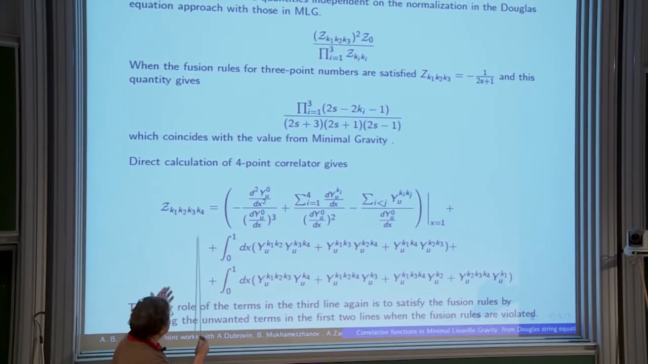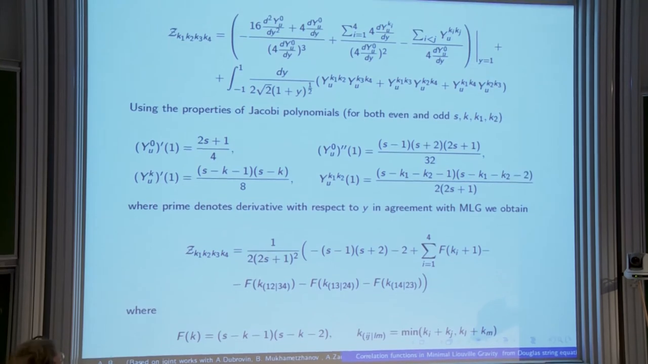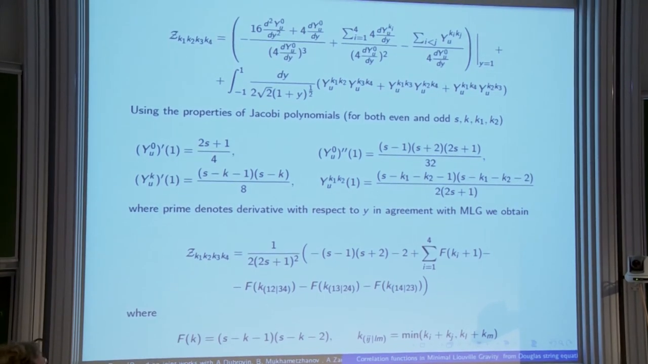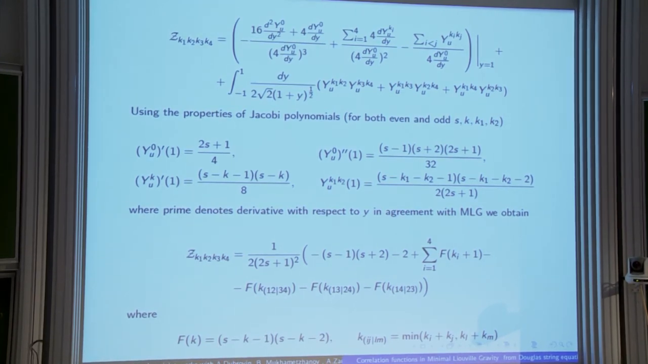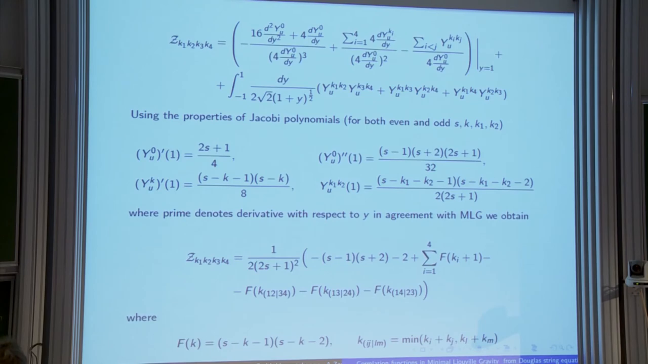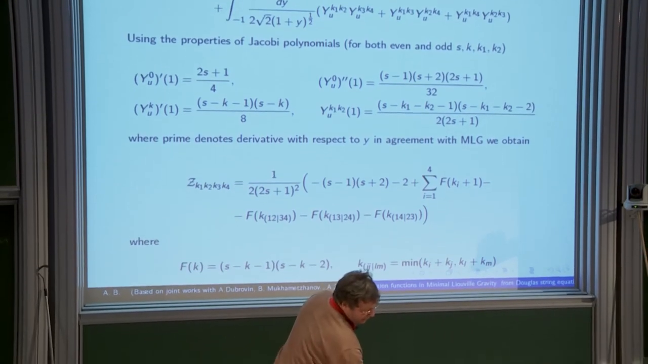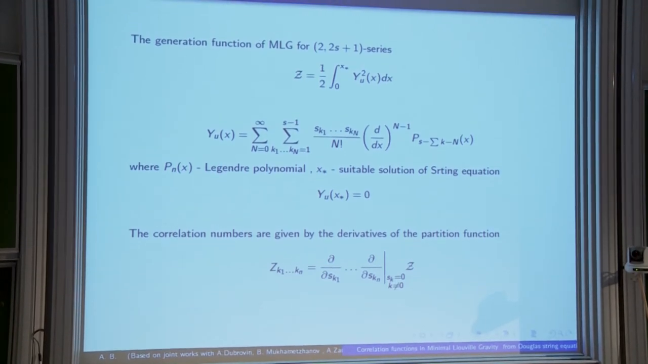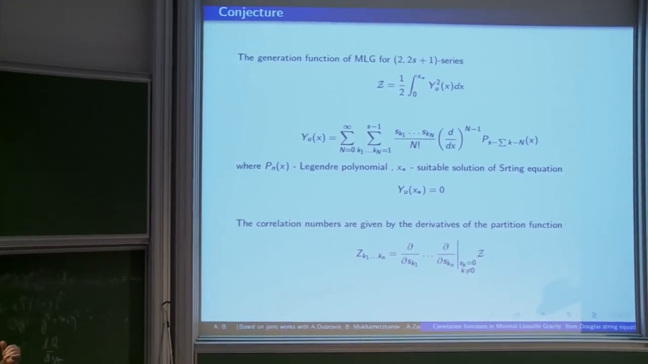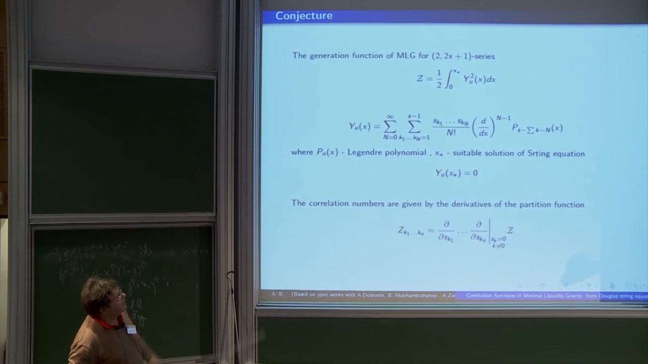Then we do the same for the four-point function, and we get some very simple explicit formula, which is written here for the four-point function, and again it coincides with the result of direct computation in the algebraic approach. And at last we can formulate the general result for this series in terms of Legendre polynomials. It is a conjectural statement.